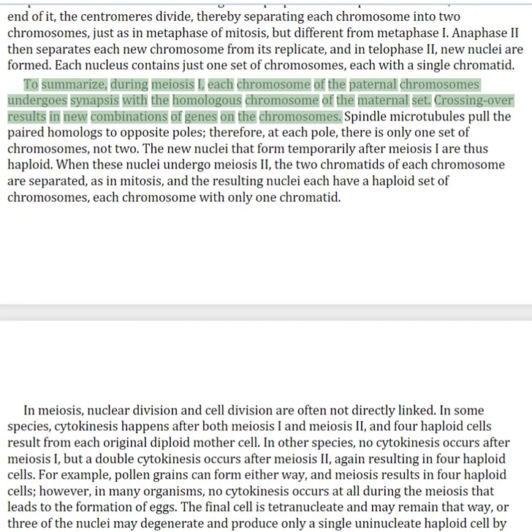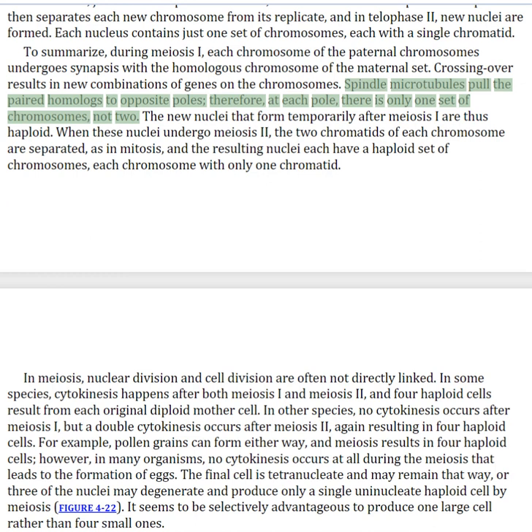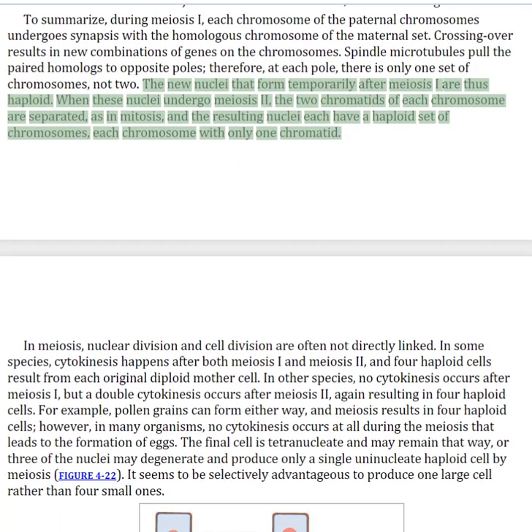To summarize, during meiosis I, each chromosome of the paternal set undergoes synapsis with the homologous chromosome of the maternal set. Crossing over results in new combinations of genes on the chromosomes. Spindle microtubules pull the paired homologs to opposite poles, therefore, at each pole, there is only one set of chromosomes, not 2. The new nuclei that form temporarily after meiosis I are thus haploid. When these nuclei undergo meiosis II, the 2 chromatids of each chromosome are separated, as in mitosis, and the resulting nuclei each have a haploid set of chromosomes, each chromosome with only one chromatid.